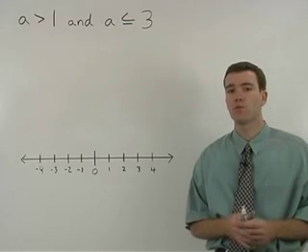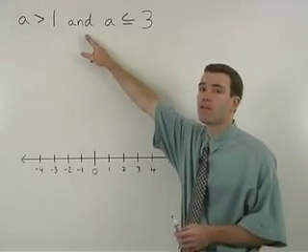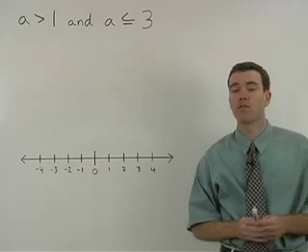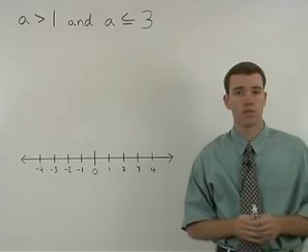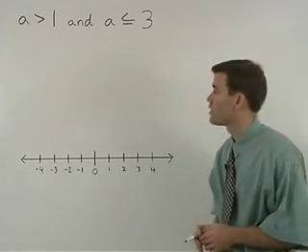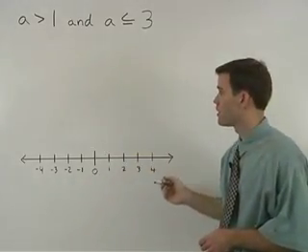The only difference between this example and the last is that we're using the word and instead of or. It's very important to understand, however, that this one change will give you an entirely different answer to the problem. So let's start by graphing our two inequalities just above the number line.